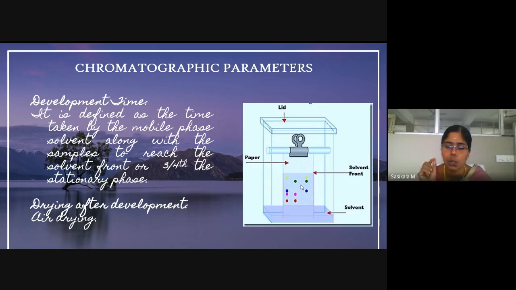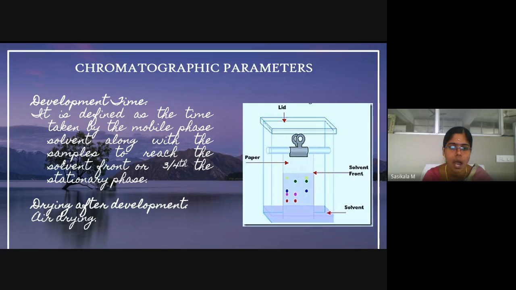So you have to note down the time from the baseline up to 3/4 of the paper, how long it takes to move. That is the time called development time. So it is defined as the time taken by the mobile phase solvent along with the samples to reach the solvent front. Solvent front is nothing but the 3/4 of the stationary phase length, where it stops separating. We can stop the separation of your sample or the mobile phase movement.